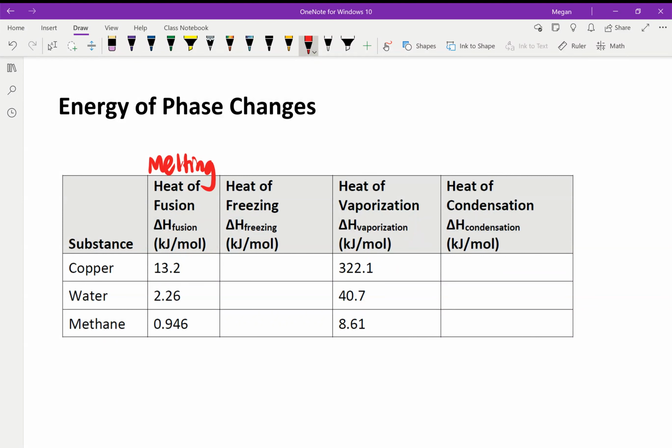Molar mass of copper, 63.55 grams per mole. Grams cancel out. And now we're going to convert our moles into kilojoules using our delta H value. 13.2 kilojoules is equal to 1 mole of copper. Moles of copper cancel. You are left with kilojoules, and you finish up that calculation. 56 times 13.2 over 63.55. And we get a value of 11.63 kilojoules.